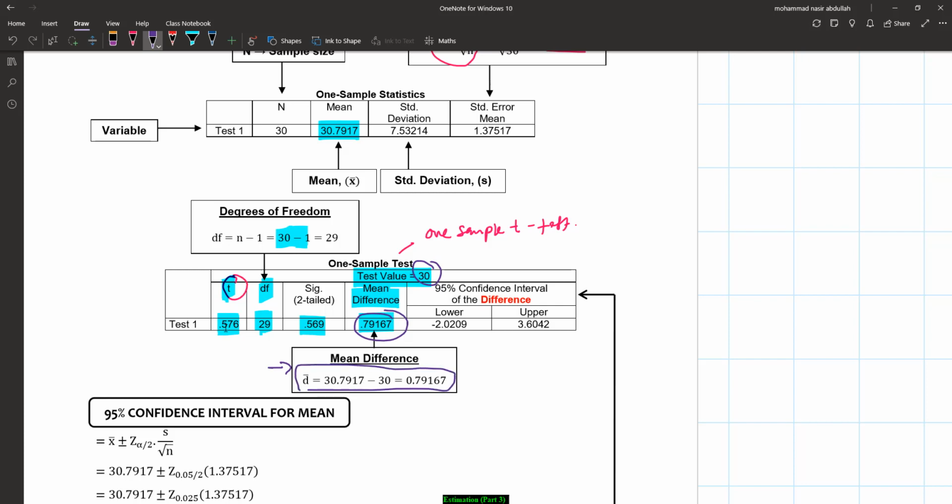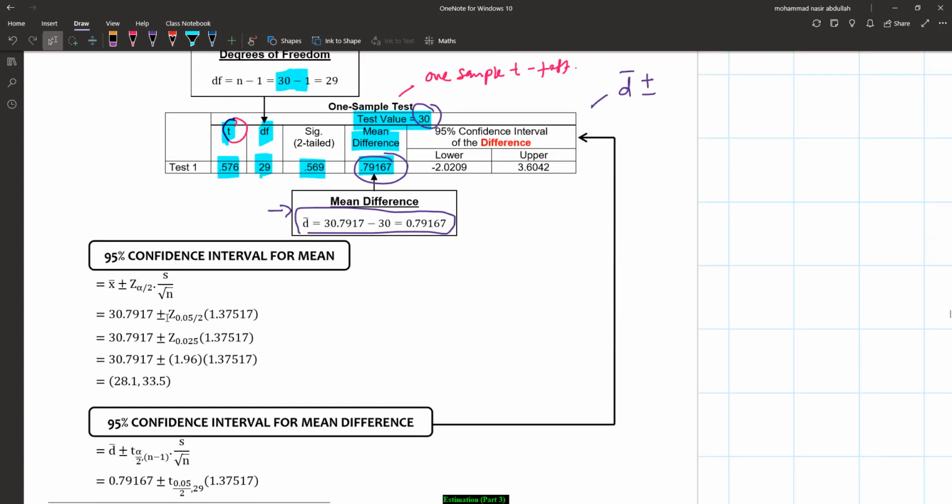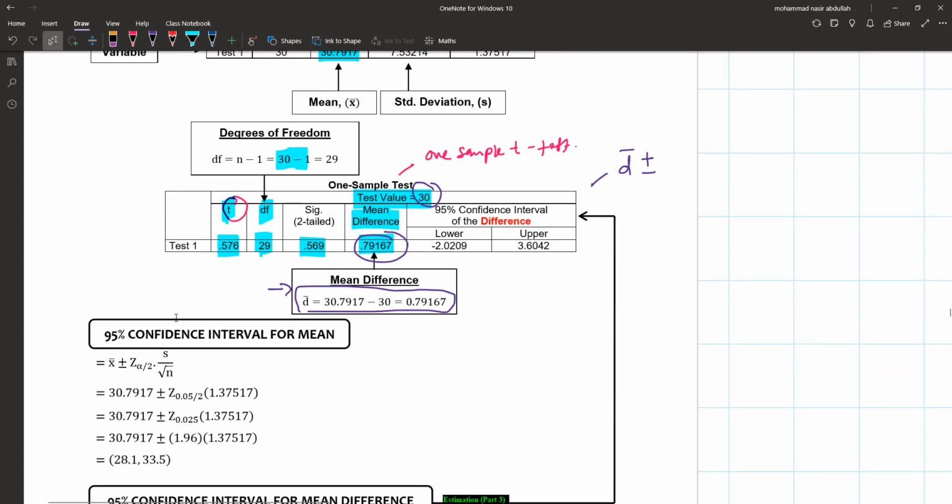Right. And then this is the confidence interval of the difference. Confidence interval of the difference is D, difference, plus minus. Here we are using the T distribution, t alpha divided by 2, n minus 1, times the standard error. So this is the formula for the confidence interval of the mean difference.